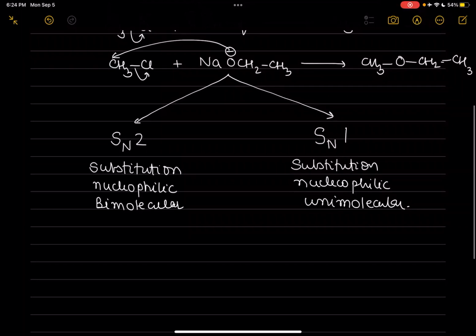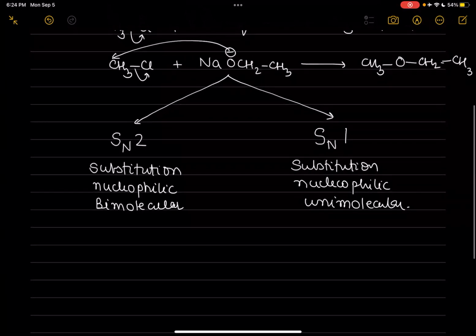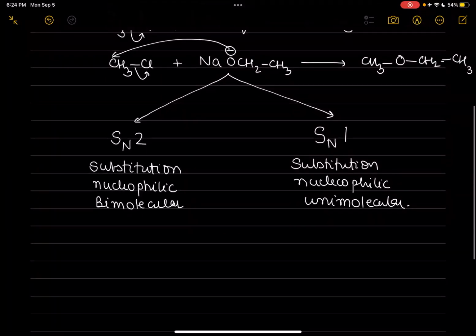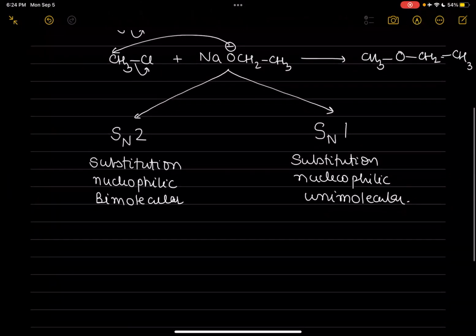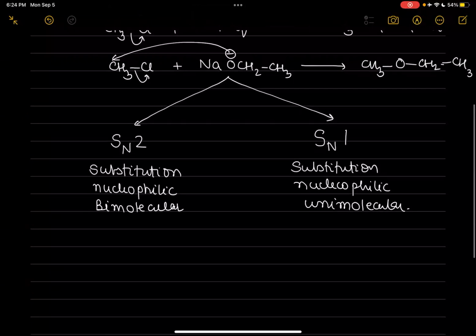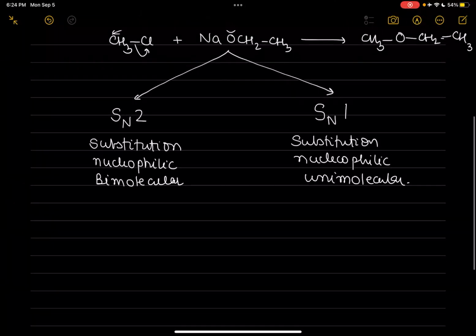The one is bimolecular and the other one is unimolecular. Yeah, unimolecular, exactly. So bimolecular means what? Two molecules are involved together. That is called bimolecular. Yeah, it is single step.